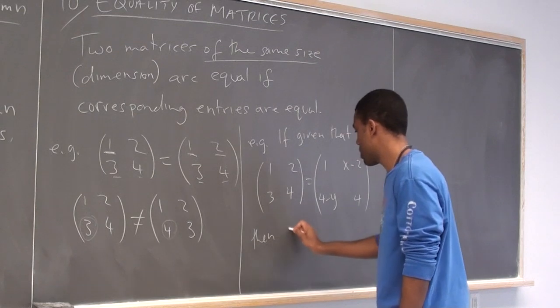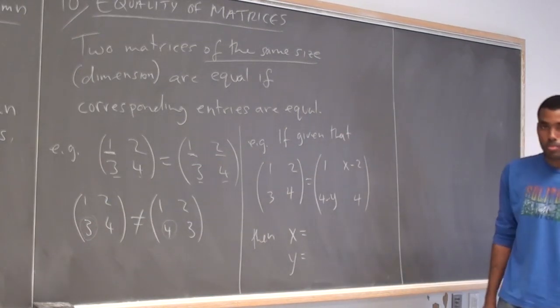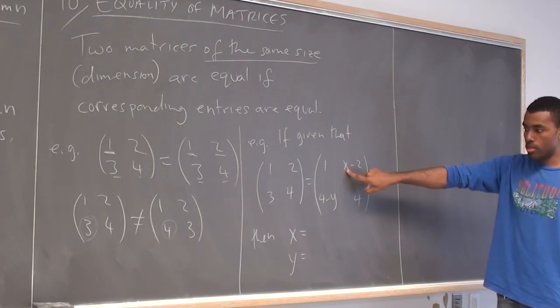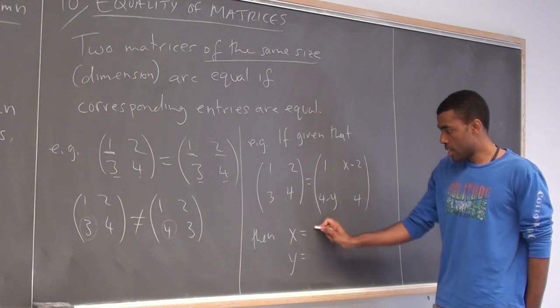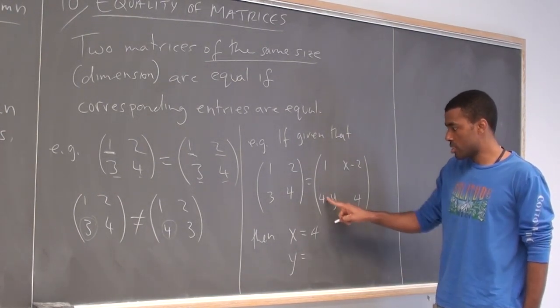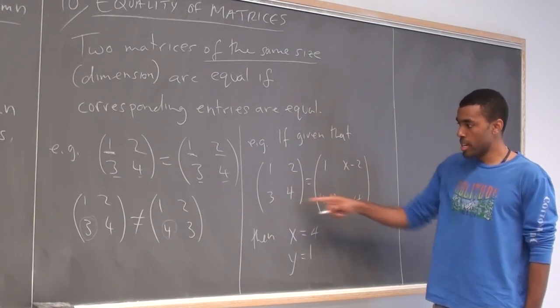Then what would x and y have to be? y equal to 1. X has to be what? 4. X would have to be 4, and y would have to be 1, because basically corresponding entries have to match up.